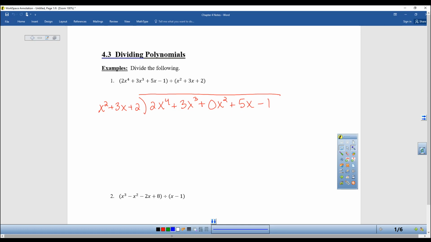So now your job is to figure out how many times x squared plus 3x plus 2 goes into 2x to the 4th. So there's a very easy way to do this. You take the first thing in the divisor, and then the first thing over here, and you divide them. 2x to the 4th divided by x squared is 2x squared. That gives you your first thing.